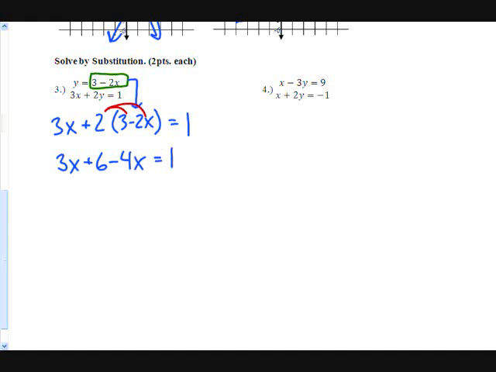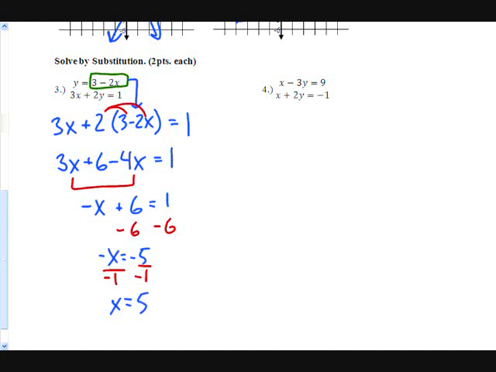Now I can combine like terms, the 3x and the negative 4x. Since they're already on the same side, I just combine them. That gives me a negative x plus 6 equals 1. Now I subtract the 6 from each side, which gives me a negative x equals a negative 5. I have to divide each side by a negative 1 because there's like a negative 1x there. That flips the sign and gives me a positive 5. So x equals 5, but I'm not done yet.